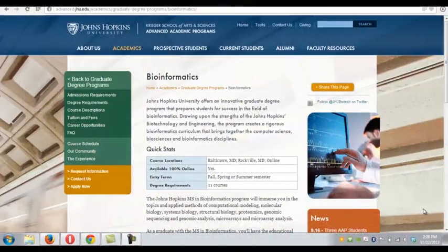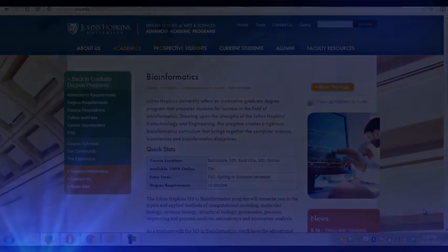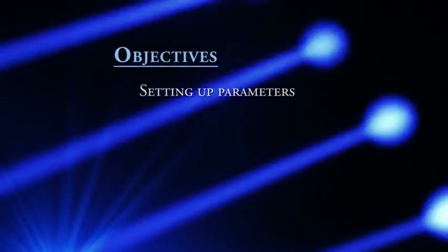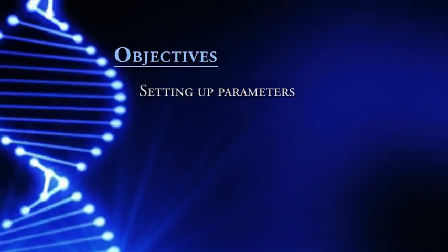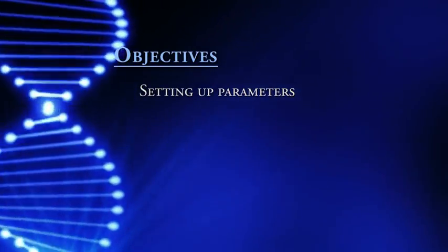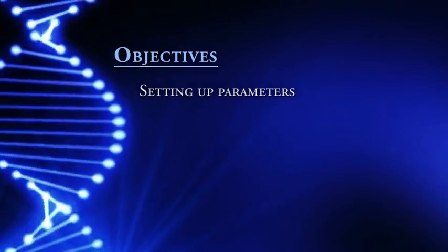This exercise is going to be on the Psi Blast tool at NCBI. Psi Blast stands for Position-Specific Iterated Blast, which is a specific form of blast designed to find distant homologs of a particular protein or DNA sequence. Our objectives for this exercise include setting up the parameters of Psi Blast, specifically to get the right threshold for future iterations of Psi Blast.